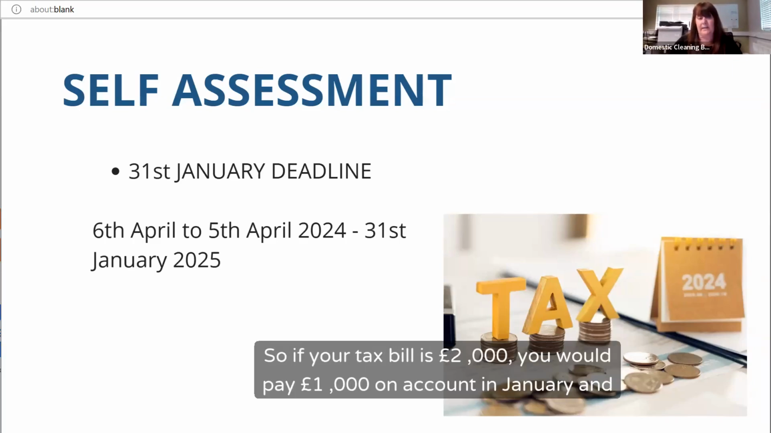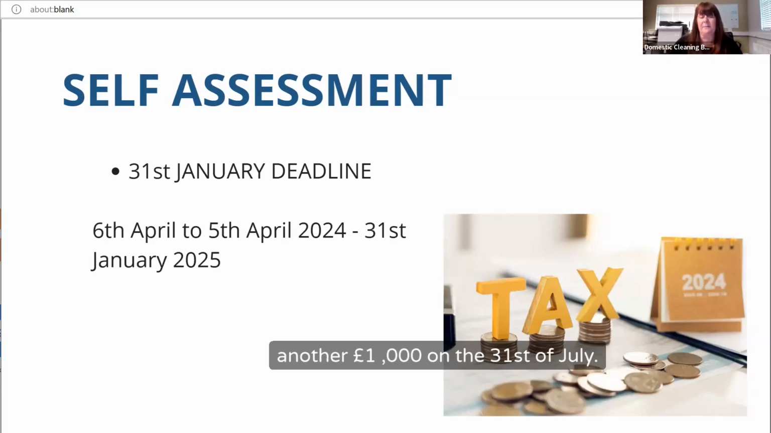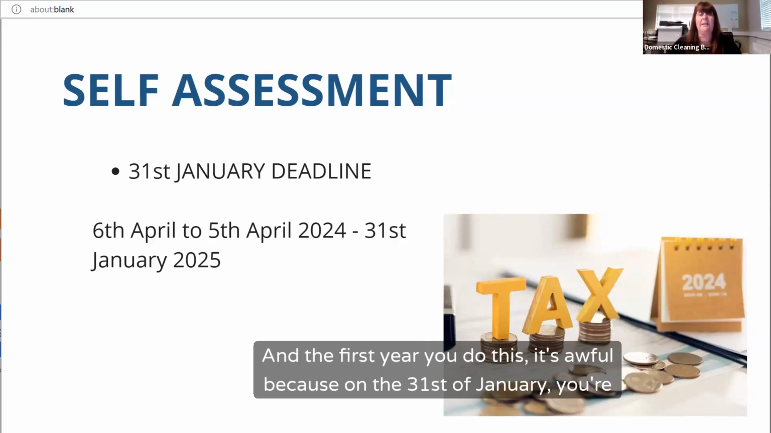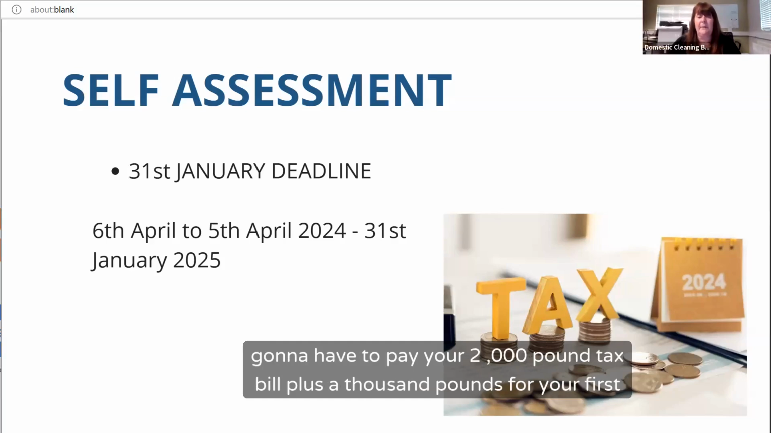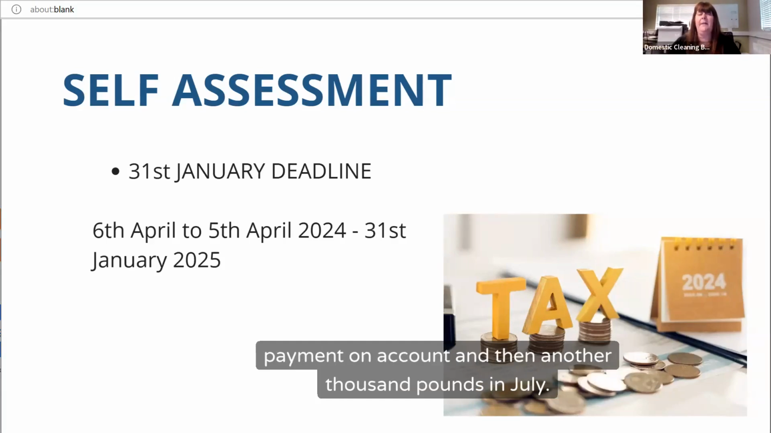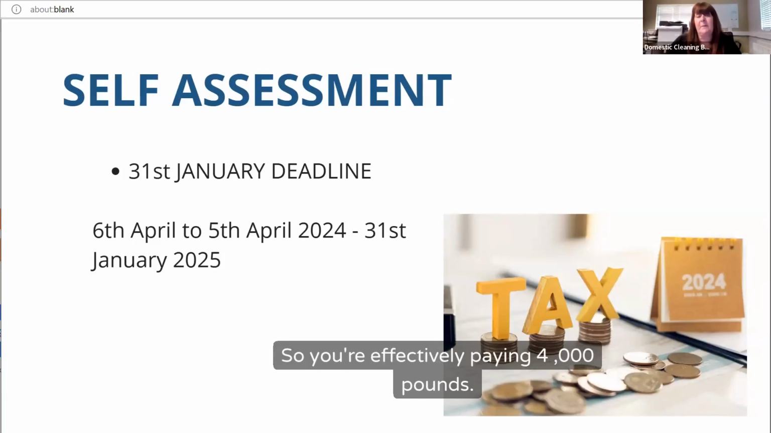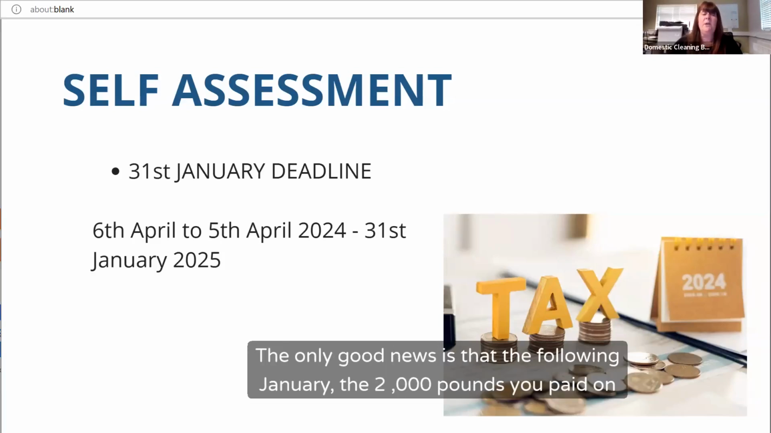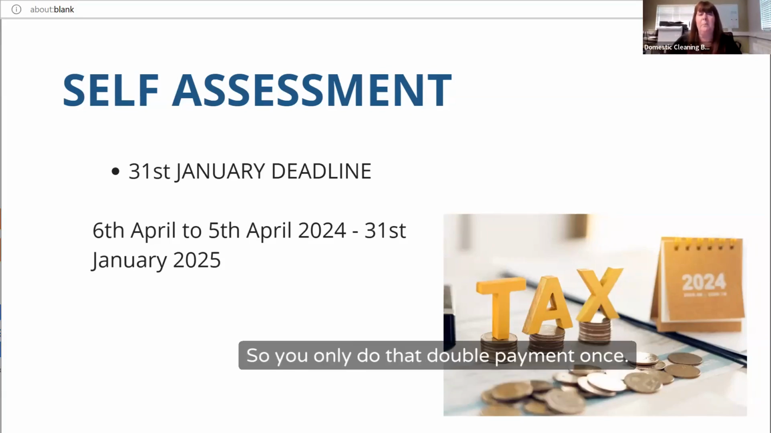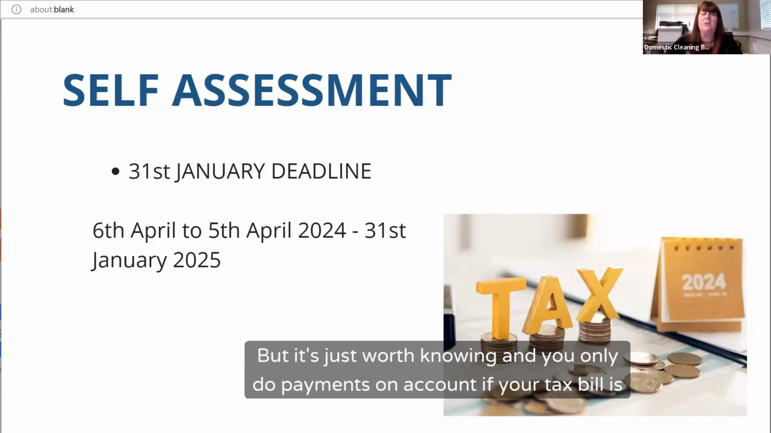So if your tax bill is £2,000, you would pay £1,000 on account in January and another £1,000 on the 31st of July. And the first year you do this, it's awful, because on the 31st of January, you're going to have to pay your £2,000 tax bill plus £1,000 for your first payment on account, and then another £1,000 in July. So you're effectively paying £4,000. The only good news is that the following January, the £2,000 you paid on account gets offset. So you only do that double payment once, but it's just worth knowing.